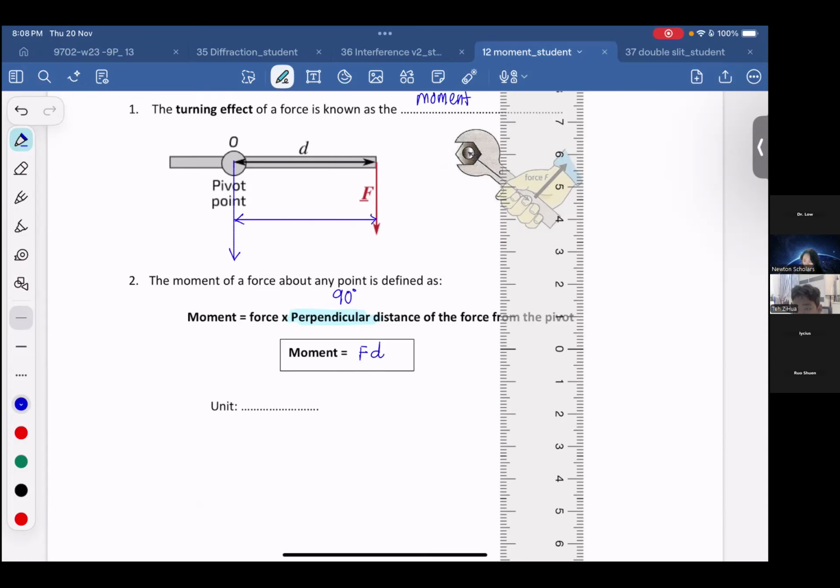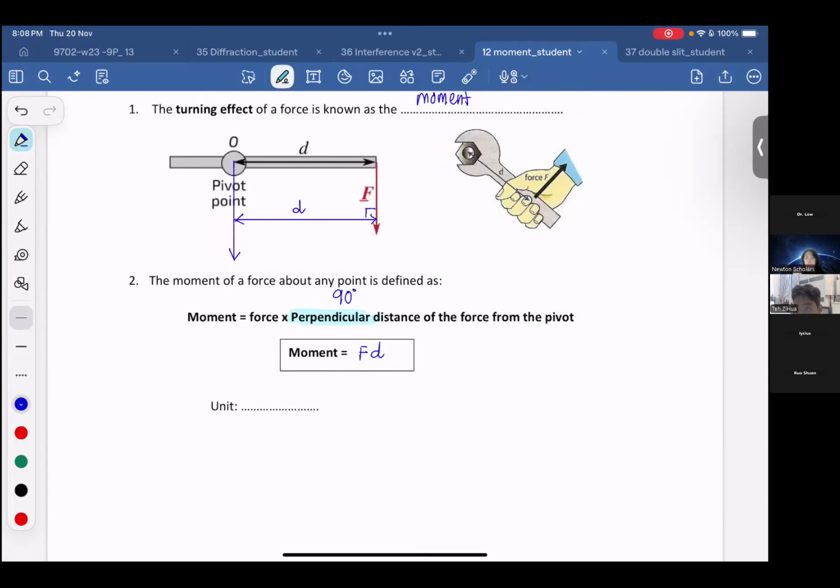this is the distance. What is the distance we need to find? Okay, dear, the distance is the perpendicular distance of the force, 90 degrees to the force, from the force until the pivot. This is the distance that we want to find.